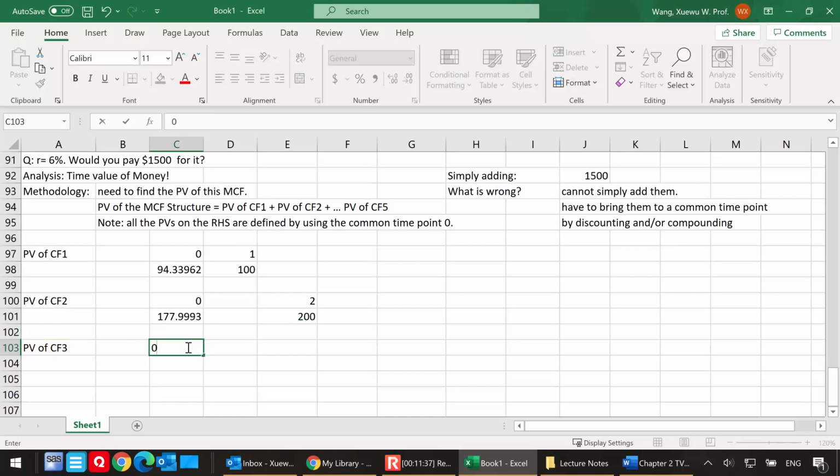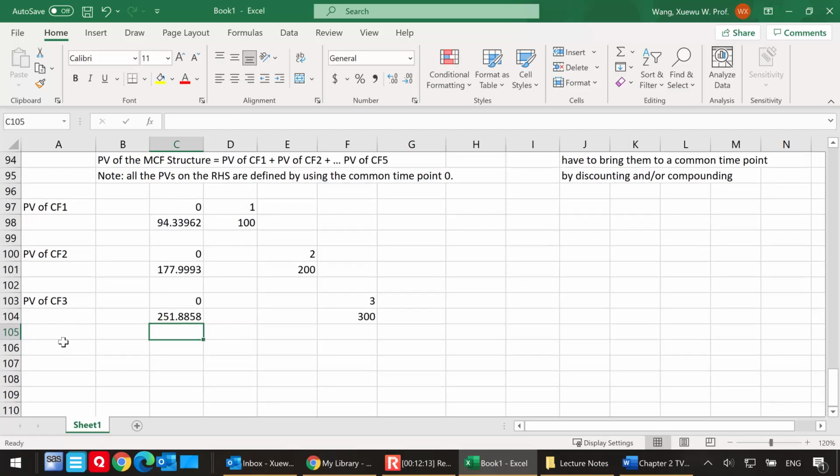So I'm going to look at my partial timeline here. I don't worry about the first 2 periods because I have done them. I don't worry about the last 2 periods because I will do them later. So that's 300 here, and I'm looking for the present value. Again, you know how to do this. So we're going to do the future value divided by 1 plus 6% raised to the power of 3, because you have to wait for 3 years or 3 periods to get the 300.